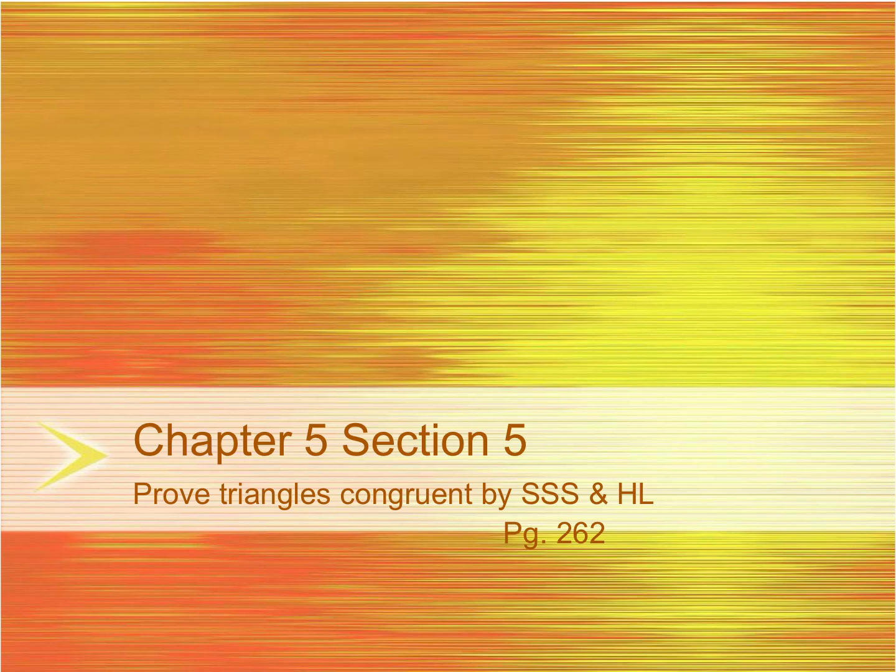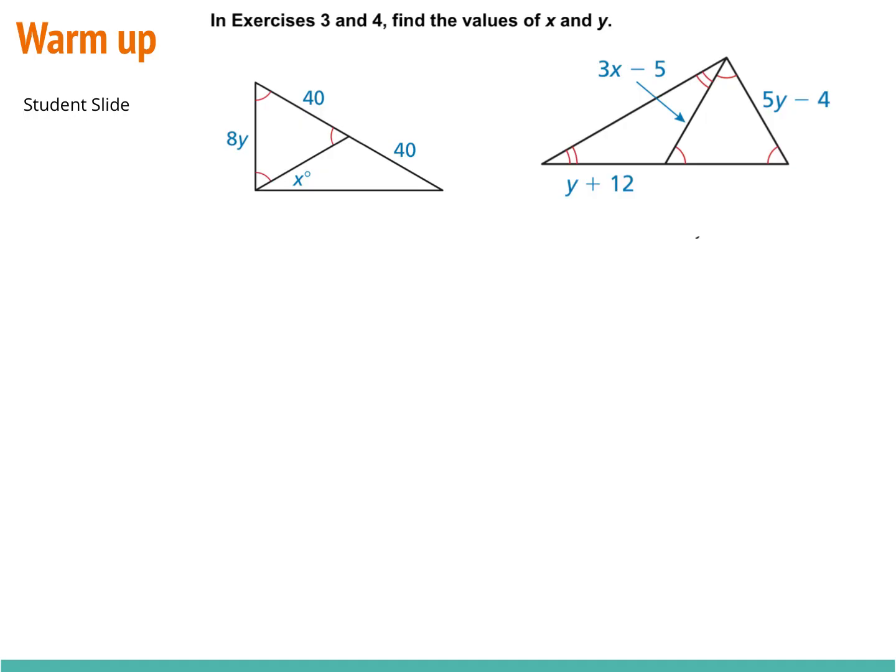Alright, so we're going to go over Chapter 5, Section 5, proving triangles are congruent by side, side, side, and HL, hypotenuse, leg. Now we're going to start with the warm-up. Please pause the video to give yourself time to work on this.